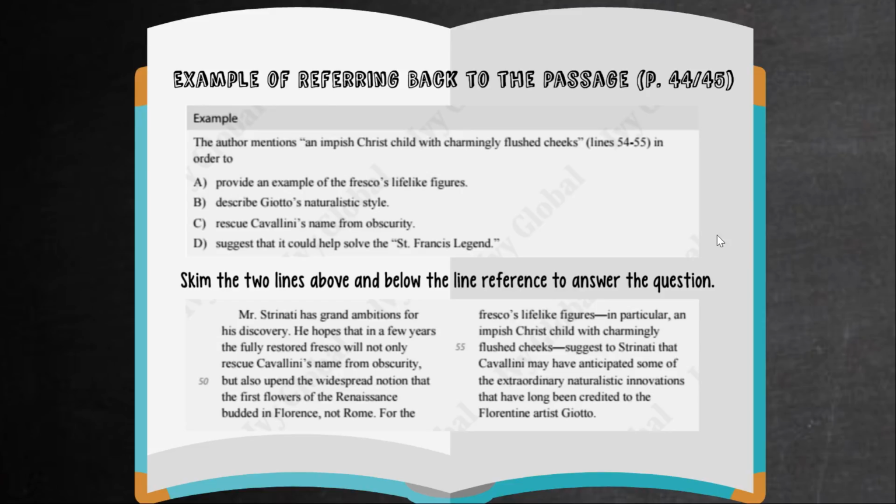And here's an example of referring back to the passage. Skim the 2 lines above and below the line reference to answer the question.